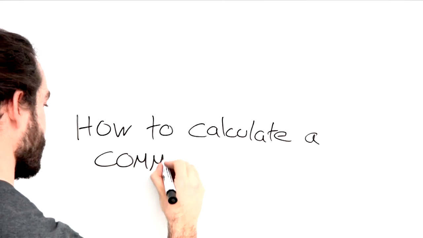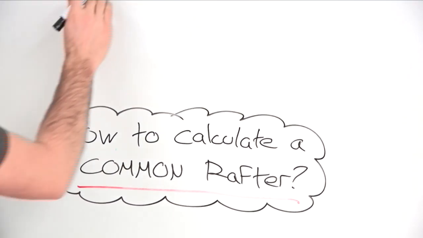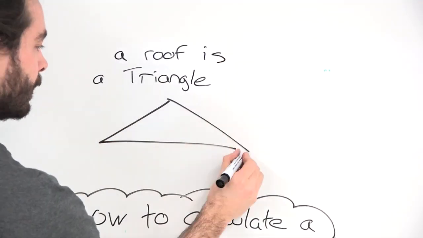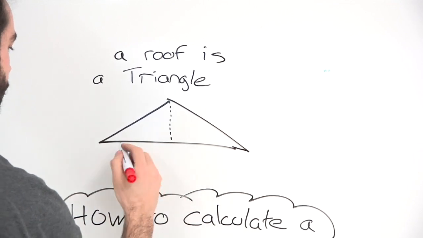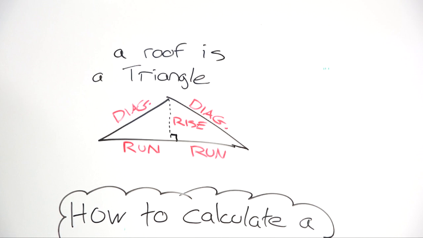How to calculate a common rafter? Well, we have to start with the idea that a roof is a triangle. So we have the base of the triangle, and we have to make that a right angle triangle. So we need a 90-degree angle. So we'll have the side that we're going to call the run, we'll have the rise, and we'll have the diagonal.